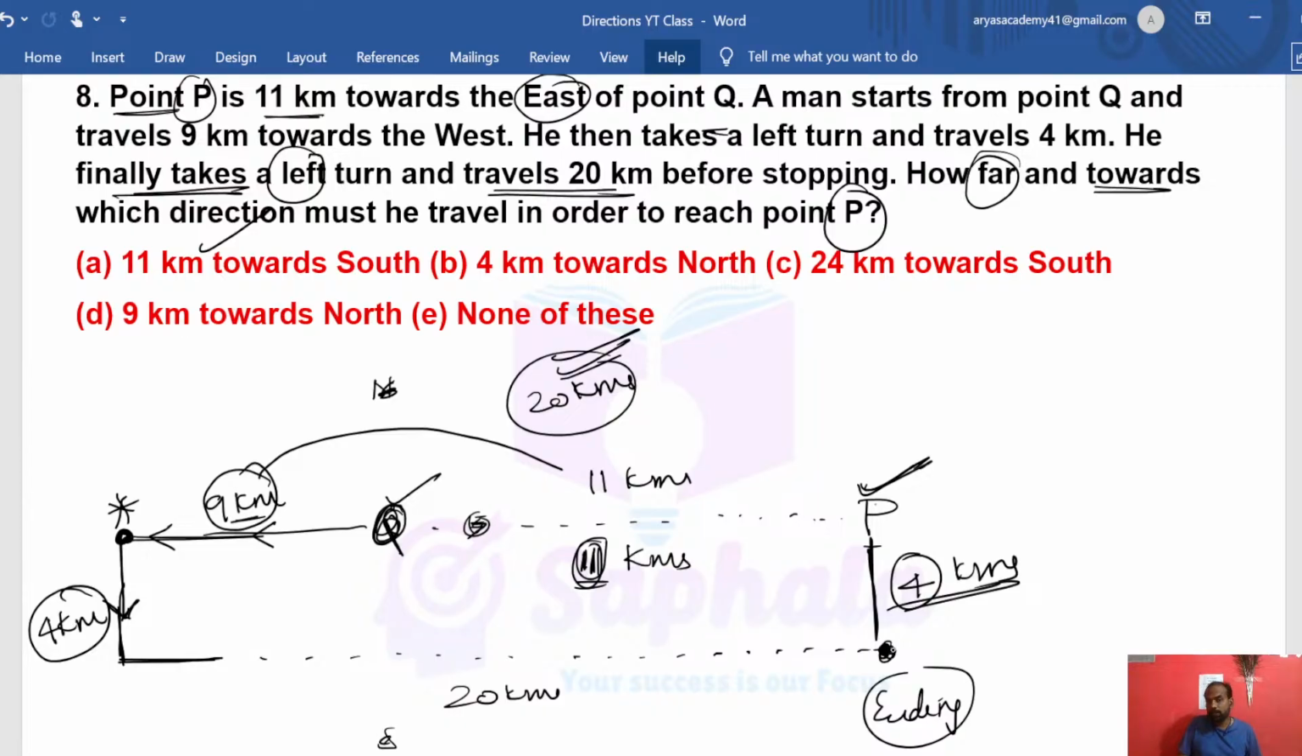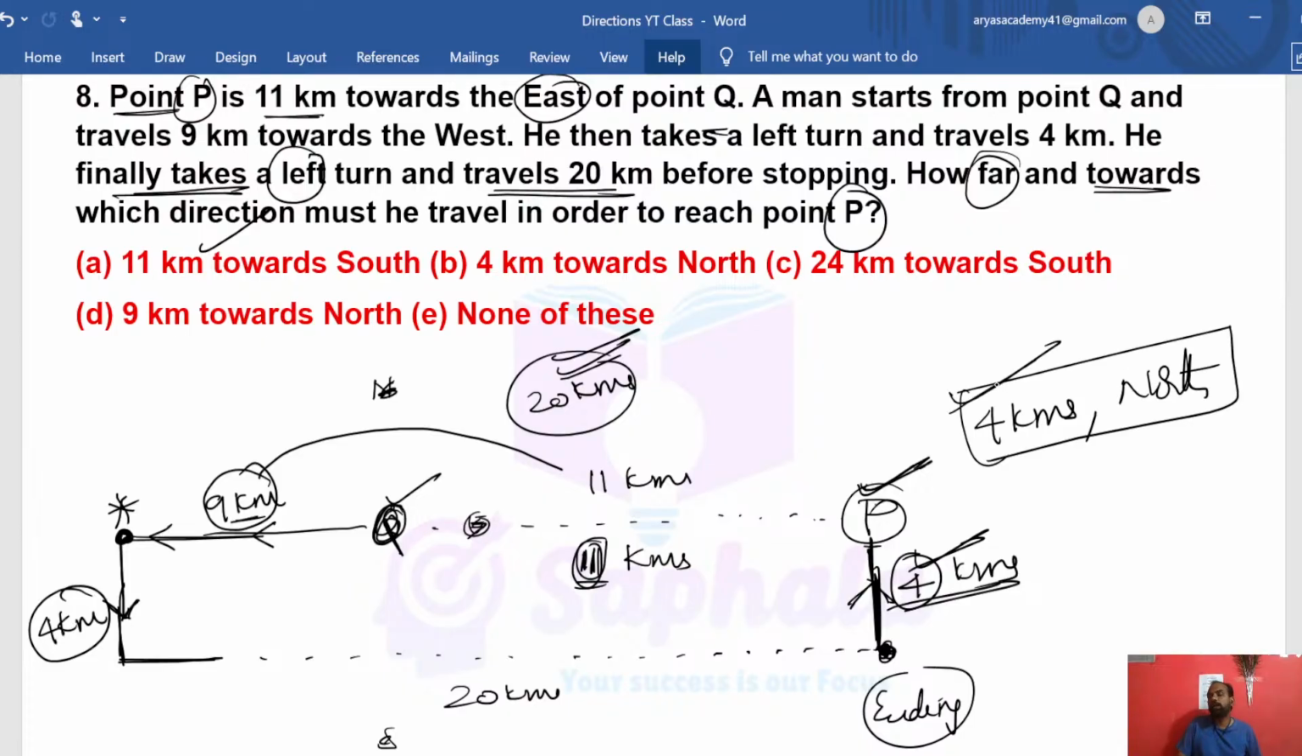See, he is actually here. To reach P, he has to travel in which direction? In the north, no? And what is the distance? 4 kilometers. So the answer is that he has to travel 4 kilometers in the direction of north to reach point P from the last point he reached.